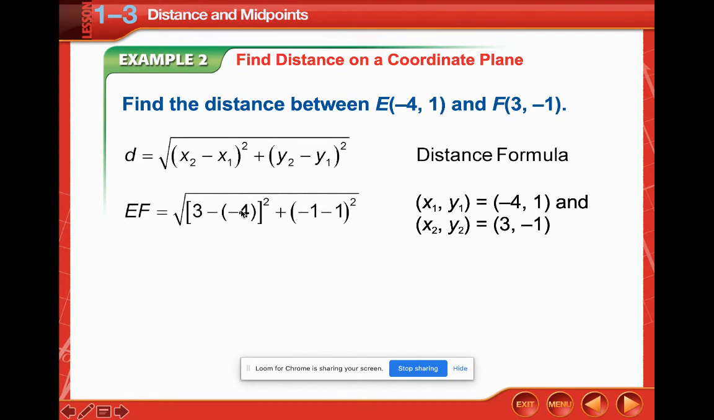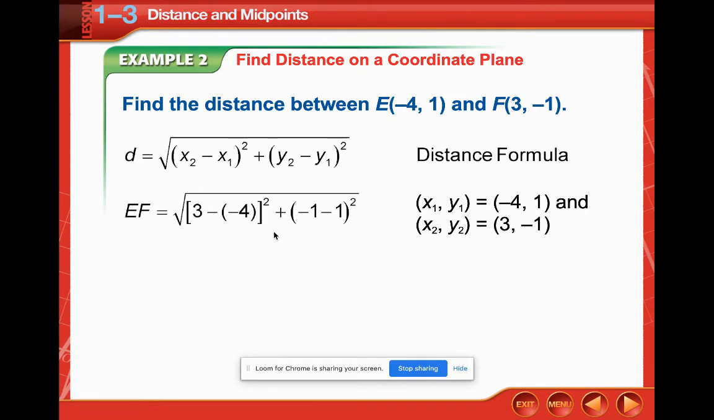3 minus negative 4. Our y2 is negative 1, so we plug it in, minus our y1, which is positive 1, right? So now we've got 3 minus negative 4 squared plus negative 1 minus 1 squared, square root of all that. And that will tell us what our distance is.